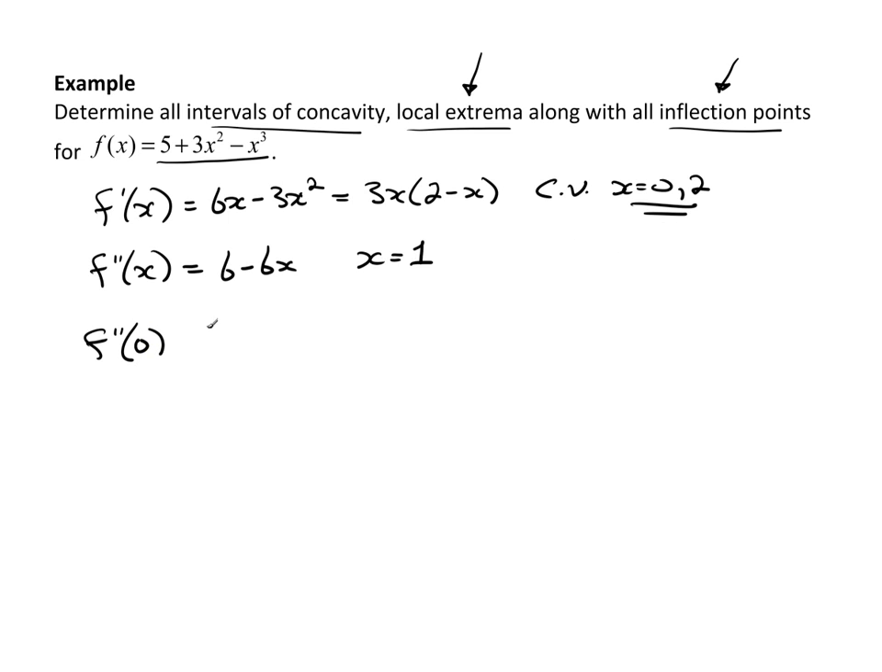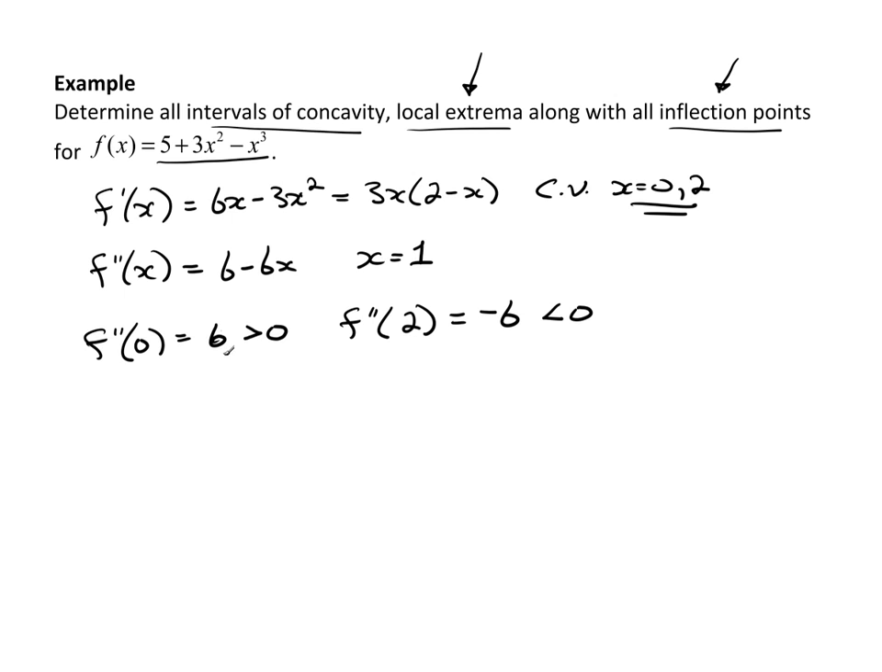Well, f double prime of 0 is in fact 0. Oops, I'm sorry. I was looking at the first derivative. F double prime of 0 is 6, and all I really care about is that it is greater than 0. And then I have f double prime of 2, which is negative 6. And all I really care about here is that it's less than 0.